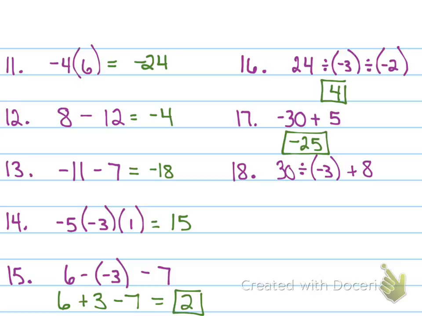Number 18. Guys, listen. There is division and addition, so I have to work it one step at a time. What is 30 divided by negative 3? Negative 10. Here, let me backtrack. 30 divided by negative 3 is negative 10. Then I can add my 8 to get negative 2.